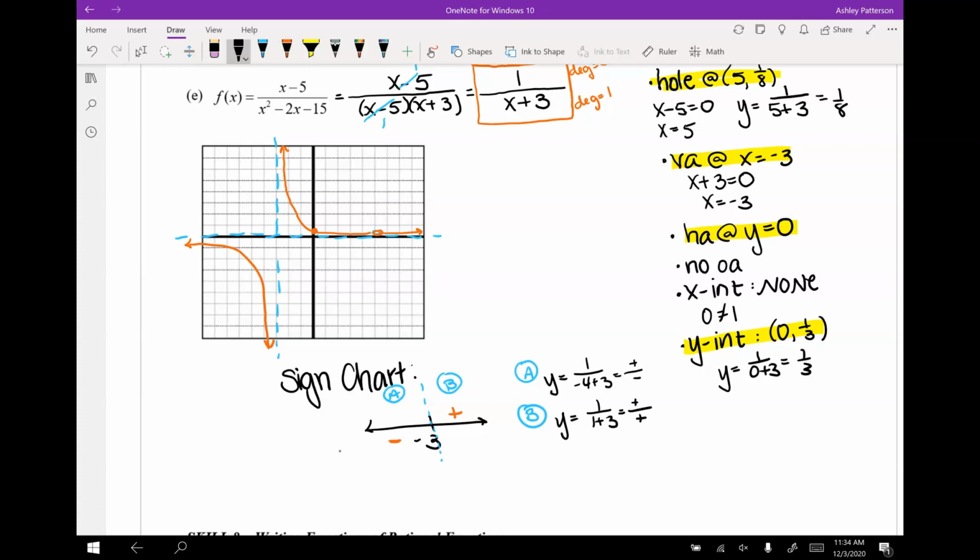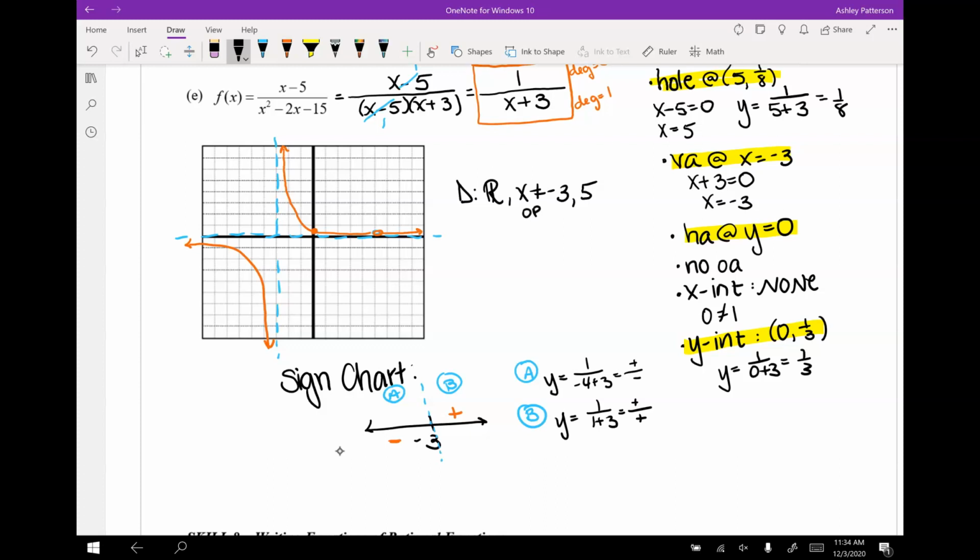For the domain is all real numbers except x cannot equal -3. And it cannot equal 5. The discontinuities define our domain. So x cannot equal -3. That's the vertical asymptote. And x cannot equal 5 because that was the removable discontinuity. So the domain has to include both of those.